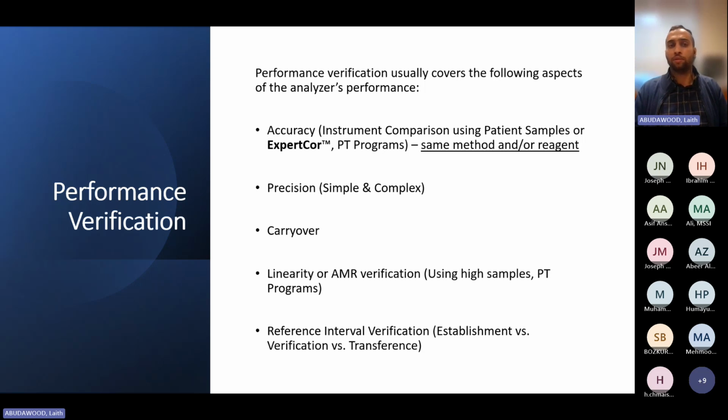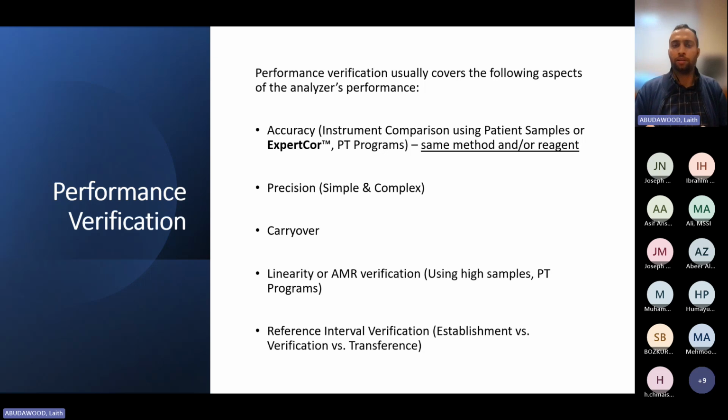There are claims that work as follows. I have this result on my new analyzer, I have this result on my old analyzer. What is the allowable difference between the two? If the difference between the samples exceeds Stago claims, then I will say this difference is unacceptable. Okay, then my comparison is bad.